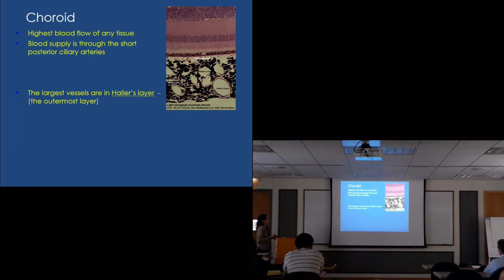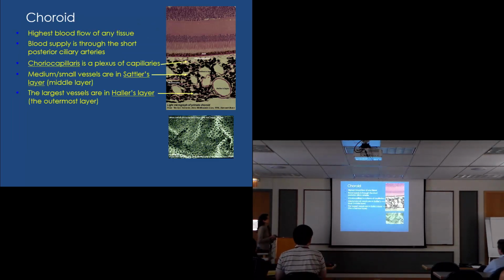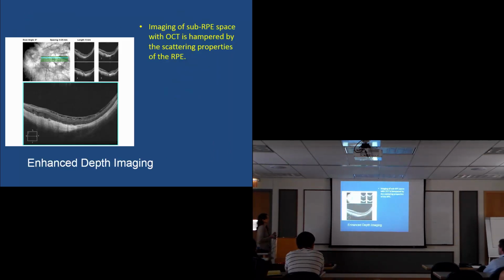And then the choroid. So moving to outer layers, the choroid has large vessels in Haller's layer, medium vessels in Sattler's layer, and tiny choriocapillaris at the top. This is where everyone's attention is moving now. We think that it's very related to why that RPE dies. It might be a blood flow issue from the choroid.